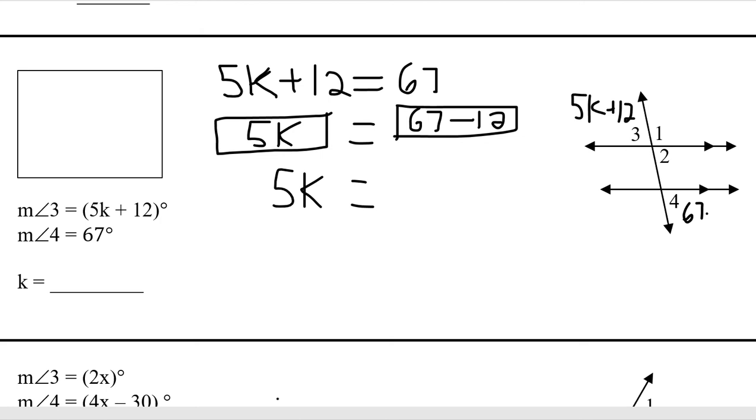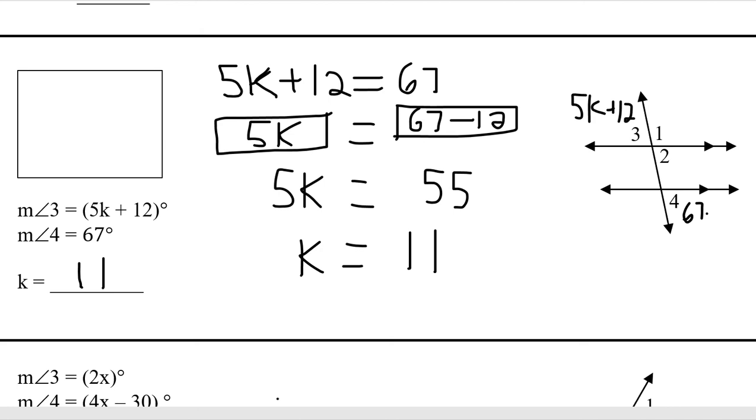67 minus 12, I believe that gives you, or we're going to just leave 5k on the left-hand side. 6 minus 1 is 5. That's going to give me 55. Which number times 5 is 55? We're not done. The value of k is 11.